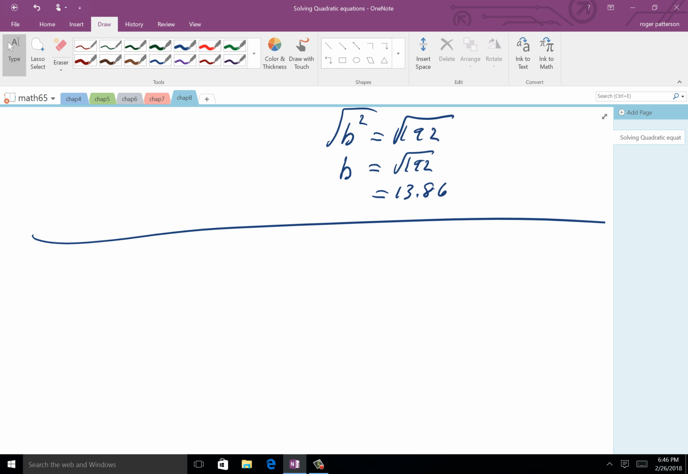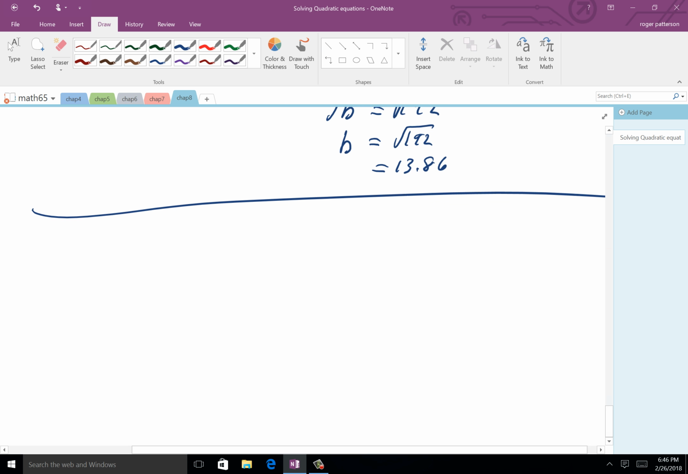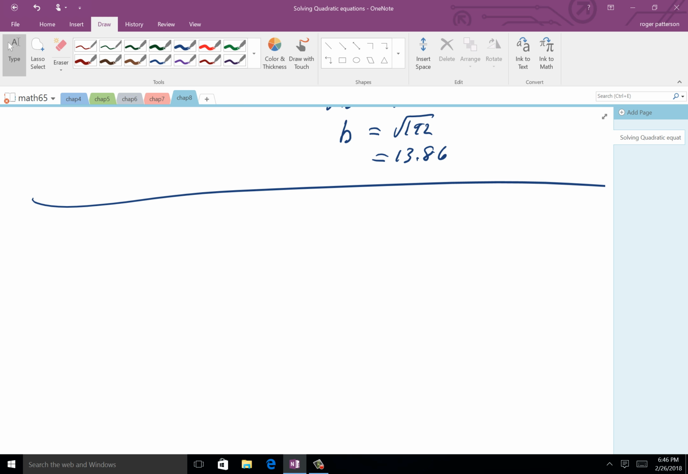Okay, we get to skip 8.2. You wouldn't have liked that anyway. Okay, 8.3. So we're still solving quadratics. And I think what I'm going to do is give you a big picture idea on this. So I'm going to switch from here to here.